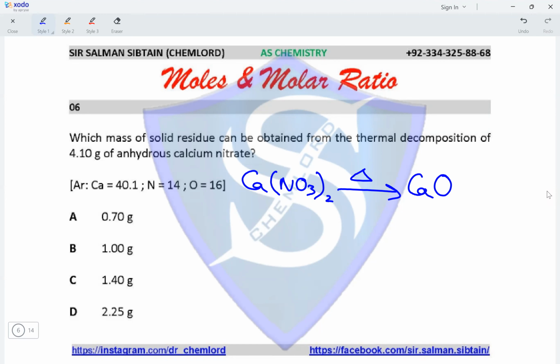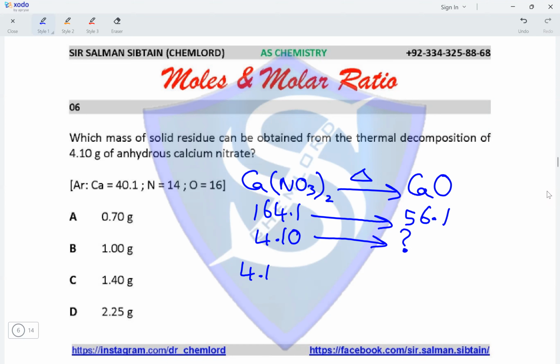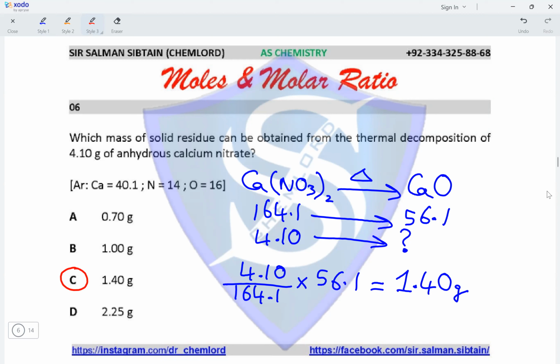So using the AR data provided, the MR of calcium nitrate is calculated to be 164.1 grams, which produces calcium oxide having an MR value of 56.1 grams. So if we had 4.10 grams of calcium nitrate, how much calcium oxide would be produced? So the calculation would be 4.10 divided by 164.1 multiplied by 56.1, giving us a value of 1.40 grams. So this makes option C the correct option for this question.